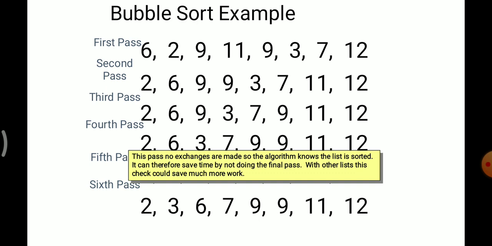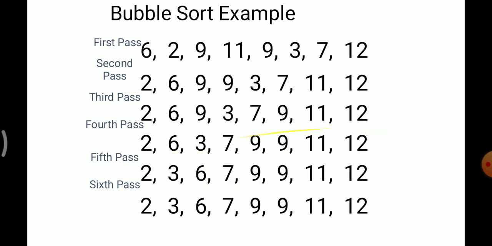In this pass no exchanges are made, so the algorithm knows the list is sorted. It can therefore save time by not doing the final pass. With other lists, these checks save much more work.